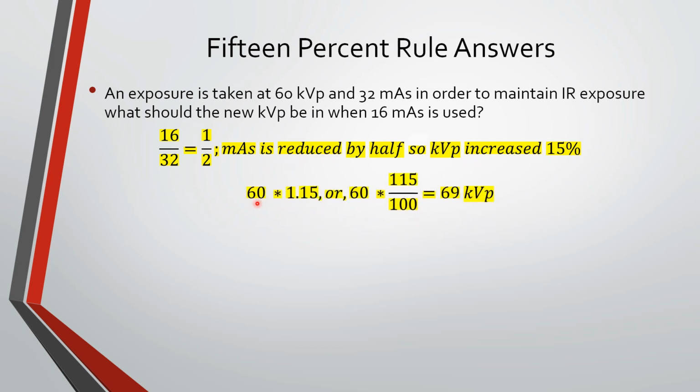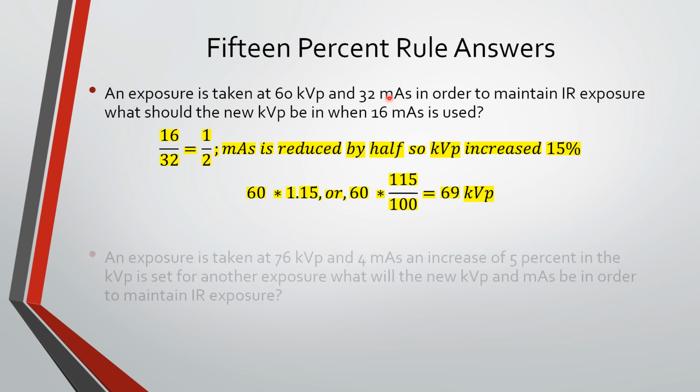If we increase the kVp, which was 60 in the question, by 15%, which can be done as 60 times 115 divided by 100, because a percentage means out of 100, we get to 69 kVp. So the new kVp we need at 16 mAs is 69. 69 at 16, or 60 at 32, will produce roughly the same IR exposure.